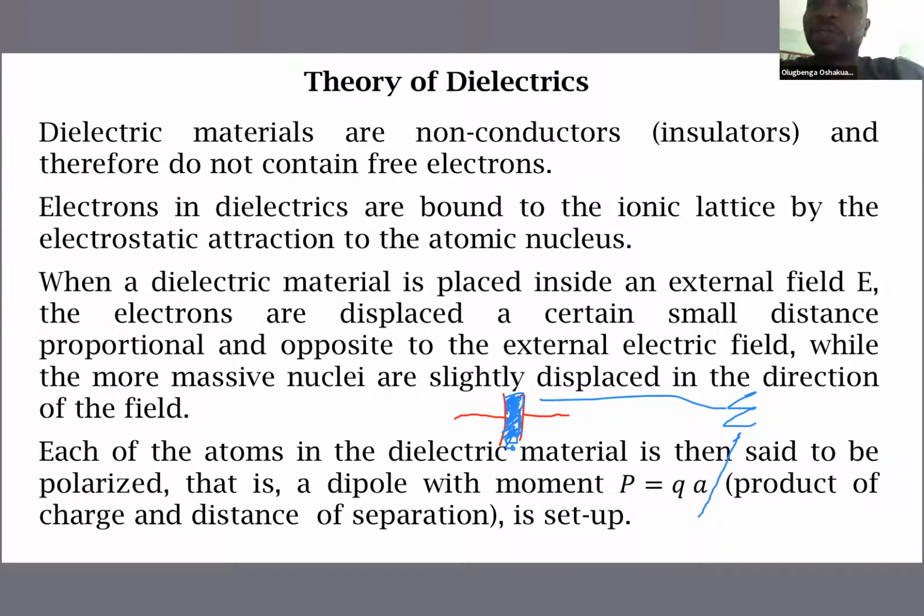So let's talk about some theories of dielectrics. I've said before, dielectrics are insulators. That means they don't contain free electrons. Electrons in dielectrics are bound to the ionic lattice by electrostatic attraction to the atomic nucleus. One of the properties of insulators, anyway. When a dielectric material is placed in an electric field, electrons are displaced, just like when we're talking about methods of charging.